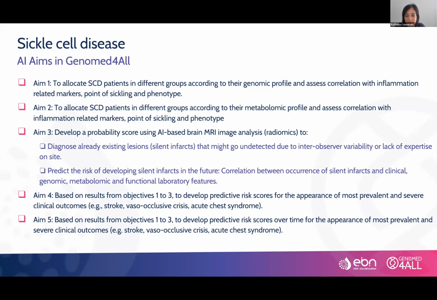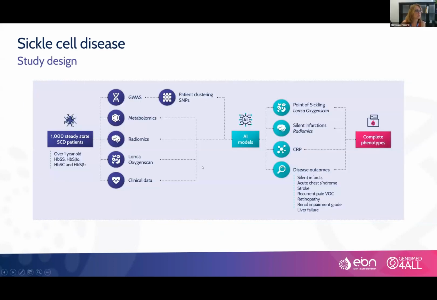And then the second part of Aim 3 is to predict the risk of developing silent infarcts in the future by correlating all the clinical, metabolomic, genetic data, and functional data that Mar explained before, together with the MRI lesions in the brain. Okay, so what Mar said, and we explained in the previous slides, the objective is 1,000 patients. We have almost reached that and are expanding more, and collecting all the data that we said in previous slides. So you can see it here all in the same picture, and we use AI models that include all the clinical variables and all the other variables in a way that we could define different clinical phenotypes in which we could use a personalized treatment.